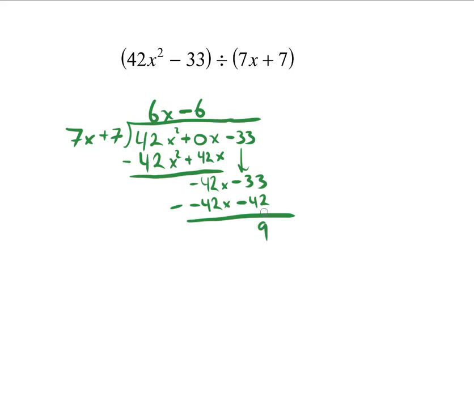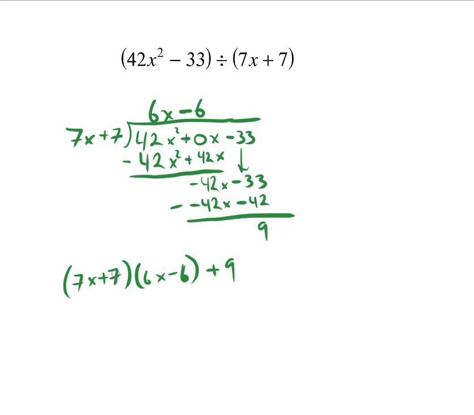So that 9 now, if you remember that 9, right, still needs to be divided by 7x plus 7. So I'm going to add to this 9 over 7x plus 7. Now, just so you know, let's say I didn't put it over this and I just left it a remainder of 9. If I were going to check this at this point, what I would need to do is actually take my 7x plus 7 and my 6x minus 6, right? And I would have to multiply these before I added my 9, right?